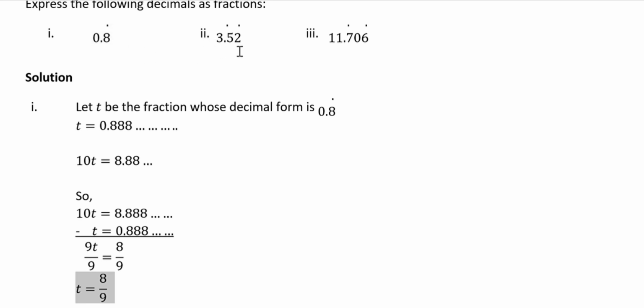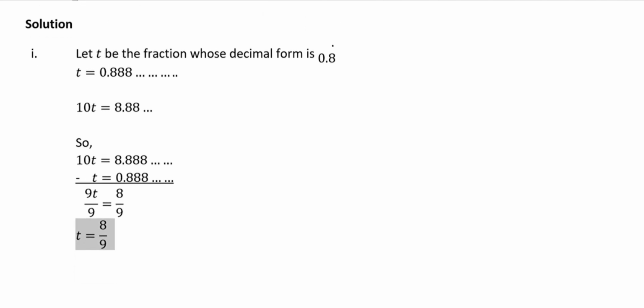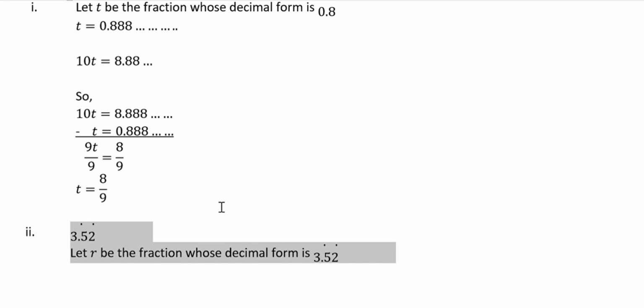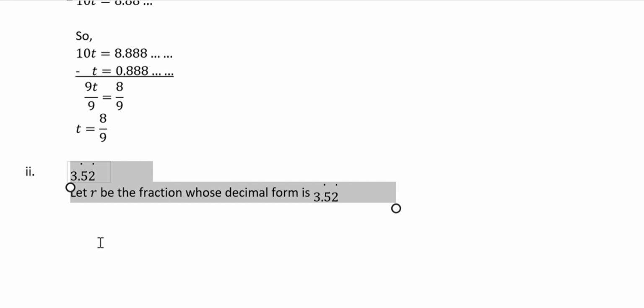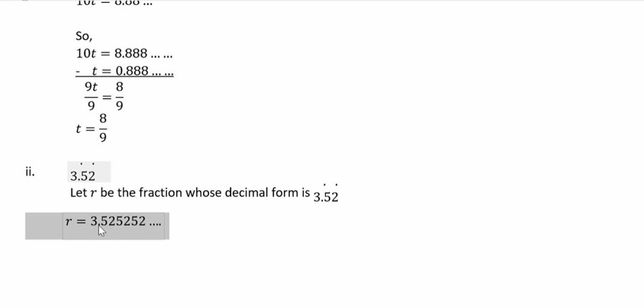The second question is 3.52 recurring. The presence of these 2 dots up here mean 5 and 2 are recurring. So that means we shall choose an arbitrary letter like r in this case. Let r be the fraction whose decimal form is this recurring decimal that we have. So that means r is equal to 3.525252. It keeps recurring like that. In other words, 5 and 2 keep recurring or repeating themselves.